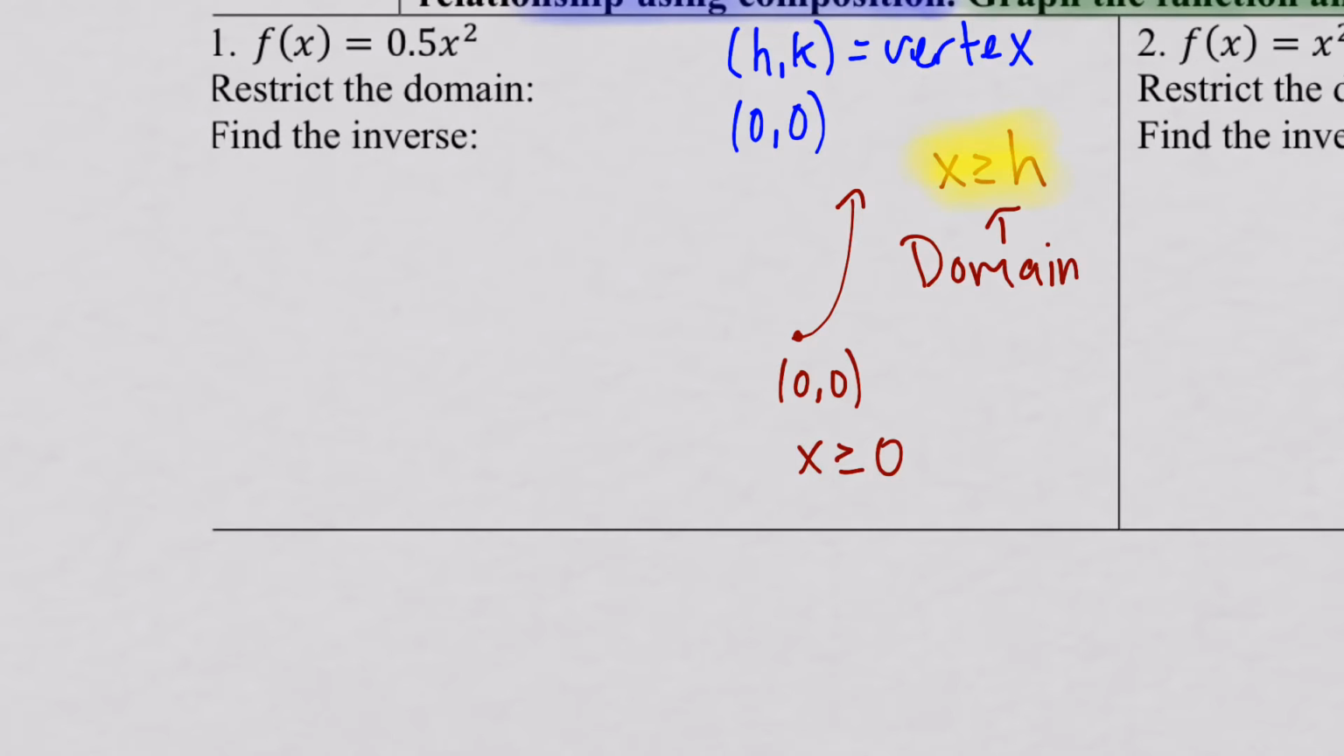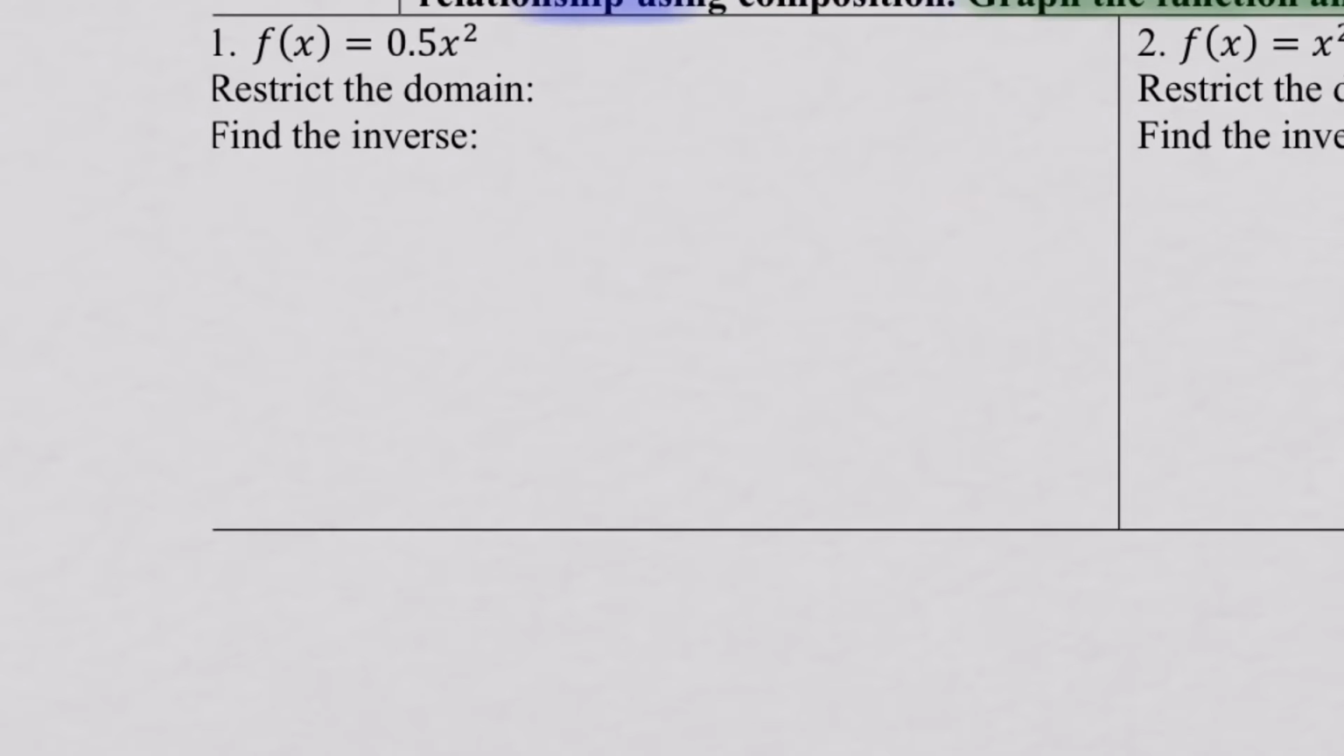Okay, here we go, let's finish it. My domain, as I said, is all the values of x such that x is greater than or equal to h. In this case, it's 0.